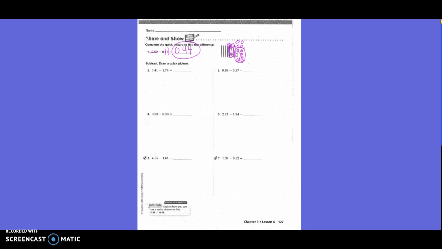How many flats do I need? 3. So 1, 2, 3. How many longs do I need? 4. 1, 2, 3, 4. And how many hundredths? 1. So I took care of this number, right? Then I need to get rid of 1 and 74 hundredths. Do I have enough hundredths to get rid of things? No. So I need to take one of these longs, mark it off, and draw how many more hundredths? 10.